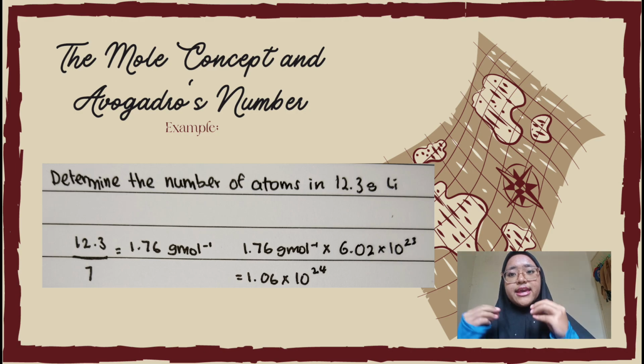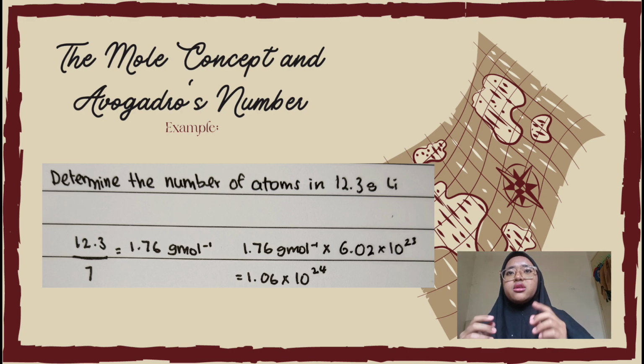Okay, now for the example. Determine the number of atoms in 12.3 gram of lithium. So, how do we find the number of atoms? First of all, refer to the mole concept. First, we need to find the mole. Regarding the mole concept, it shows that we need to find the mole first.